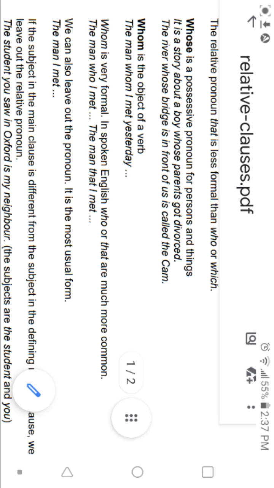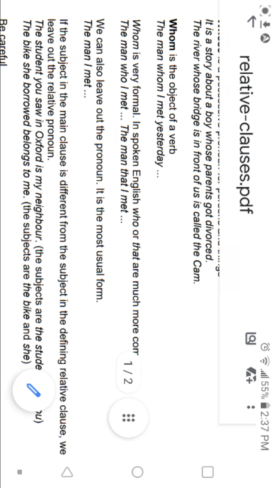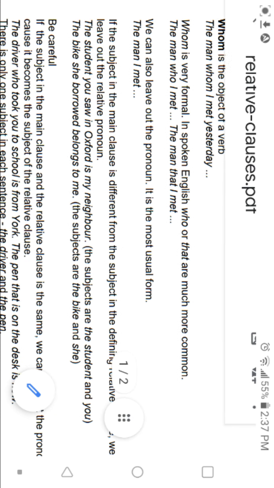Whom is the object of the verb: The man whom I met yesterday. Actually, we can get rid of the relative pronoun here. Whom is very formal when compared to that. So, we can leave out the relative pronouns.